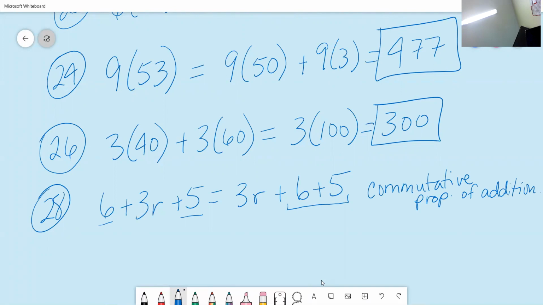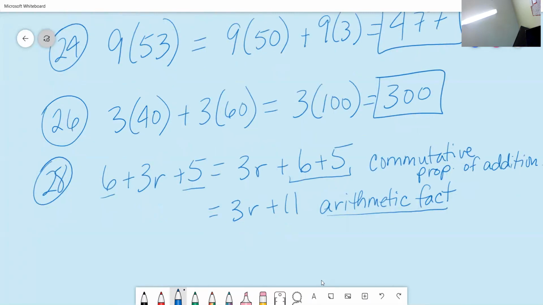All right, and then it tells us 3r plus 11. And of course, this is our most simplified expression. But all they've done is they've done 6 plus 5. Well, that is an arithmetic fact. It is simply addition. So that's where you're going to put those arithmetic facts, anytime you're adding, subtracting, multiplying, or dividing constants.